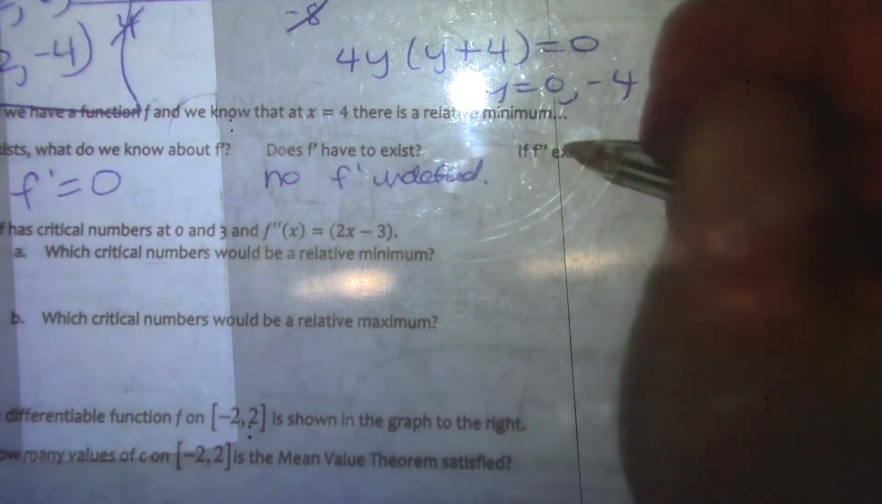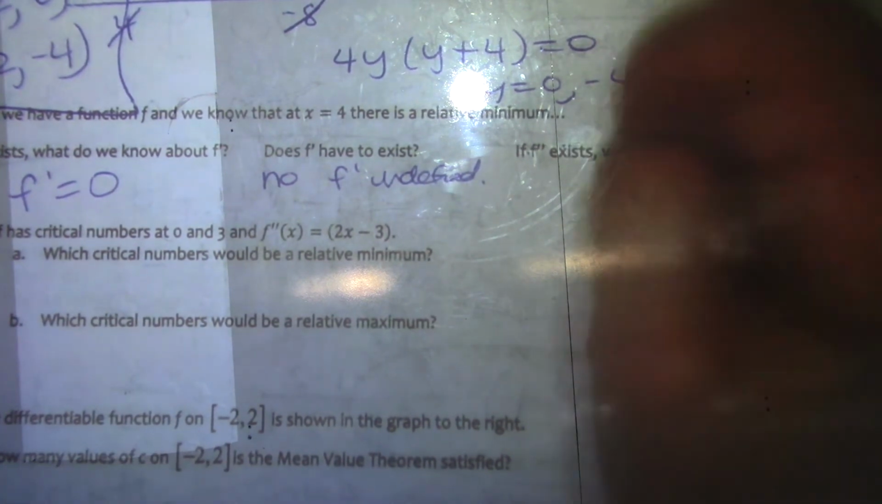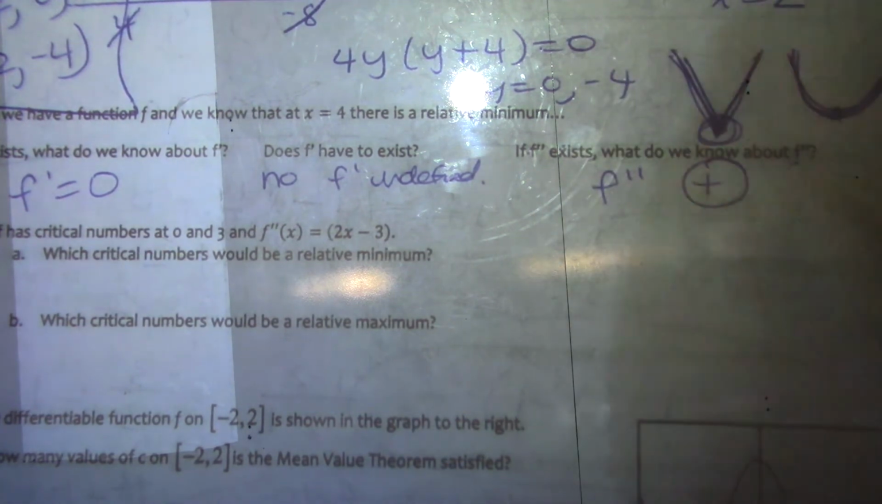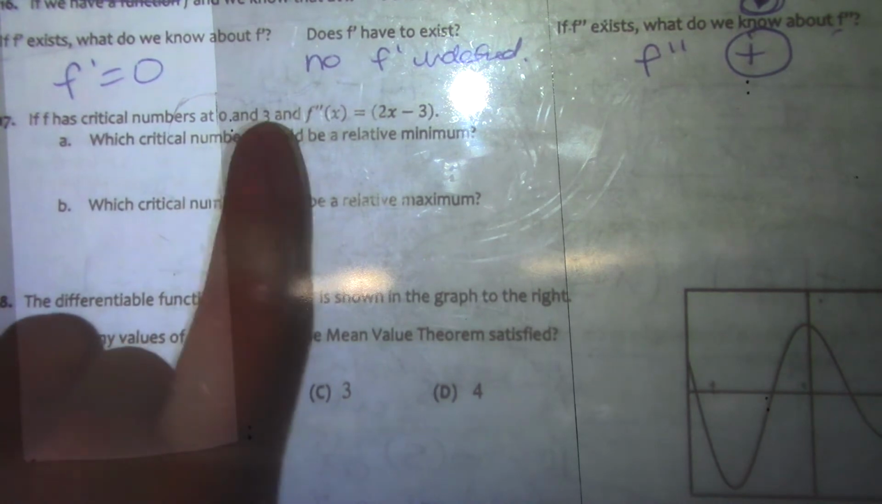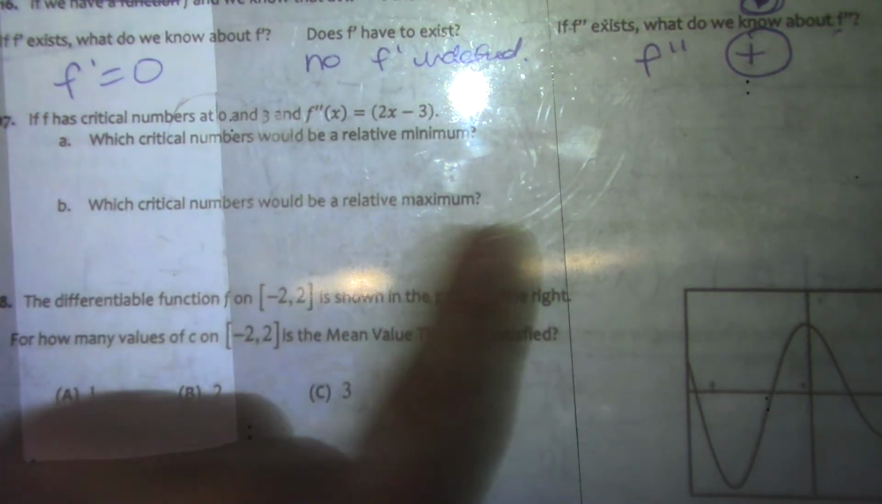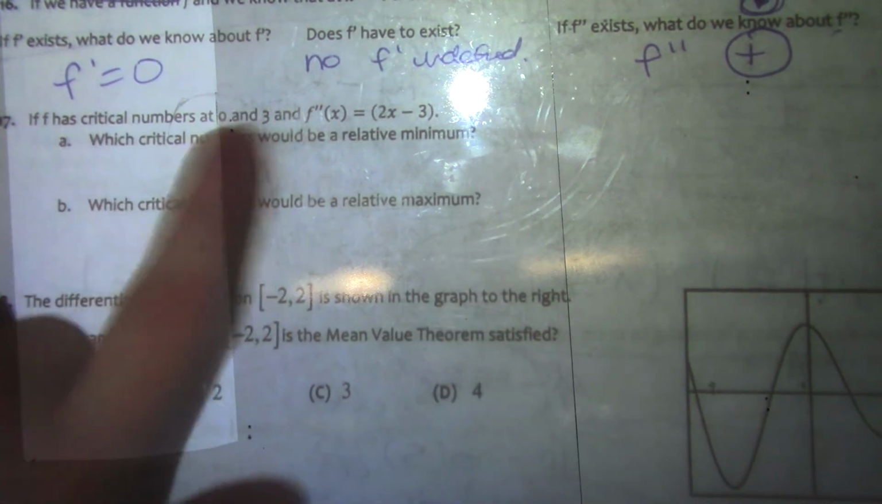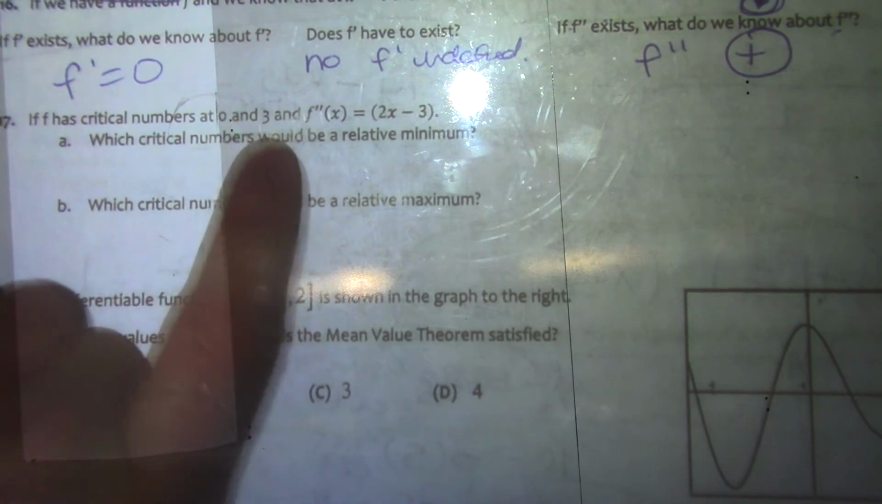If f double prime exists, what do we know about it? Well, for a minimum, this is concave up, so f double prime would have to be positive. We've got critical numbers at 0 and 3, and f double prime equals this. Which of these would be a relative max? Which would be a relative minimum? Critical number is like talking about relative maximums and minimums, where f prime is 0 or undefined.